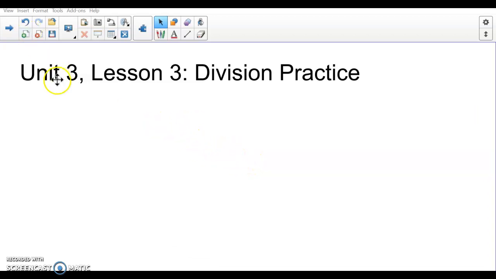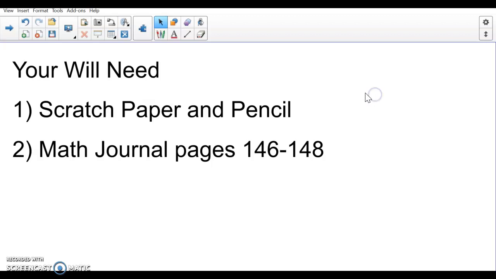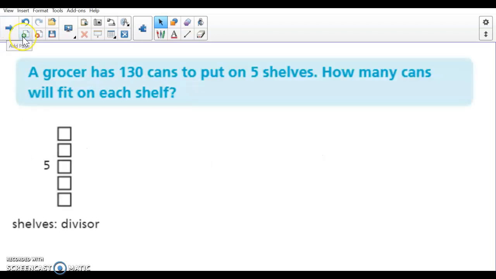We are on to lesson 3 today, and you're going to get a lot of practice with division with the algorithm that we used yesterday. We're going to have a couple of pictures that try and represent what we do with division as well. You're going to need scratch paper and a pencil like always, and your math journals. The pages we'll be working on are 146, 147, and 148. So grab those materials right now if you don't have them.